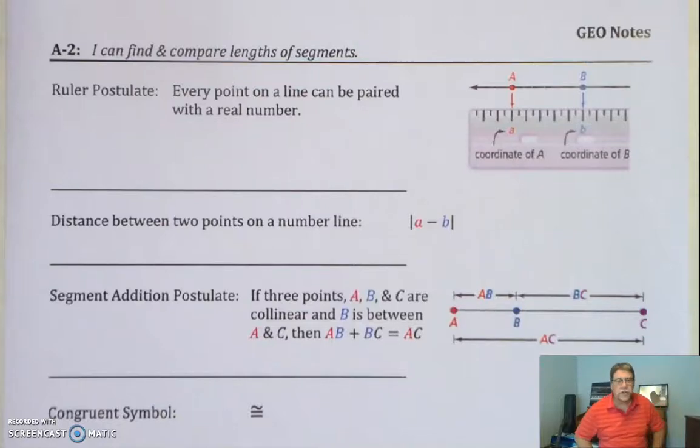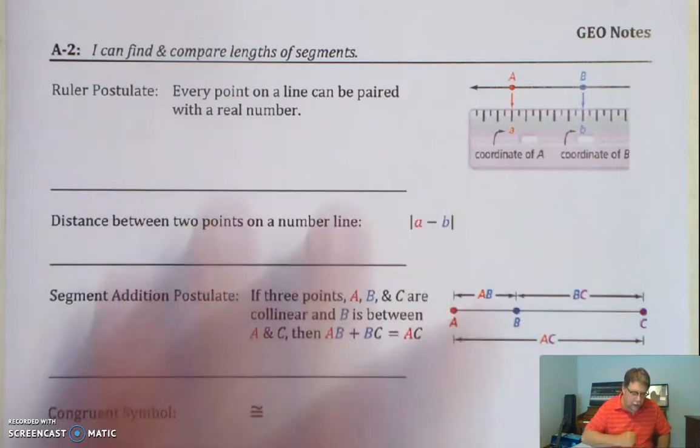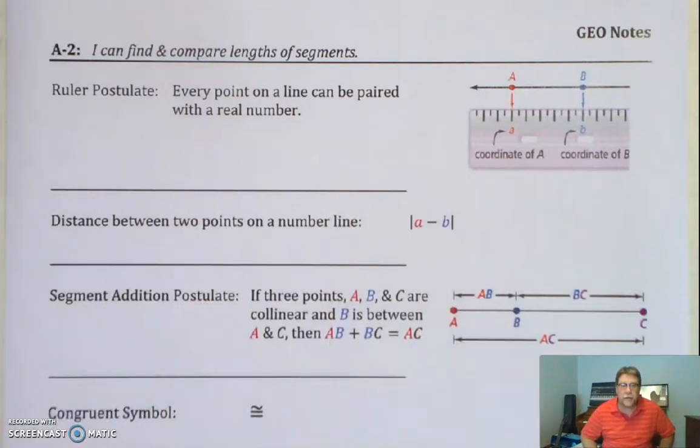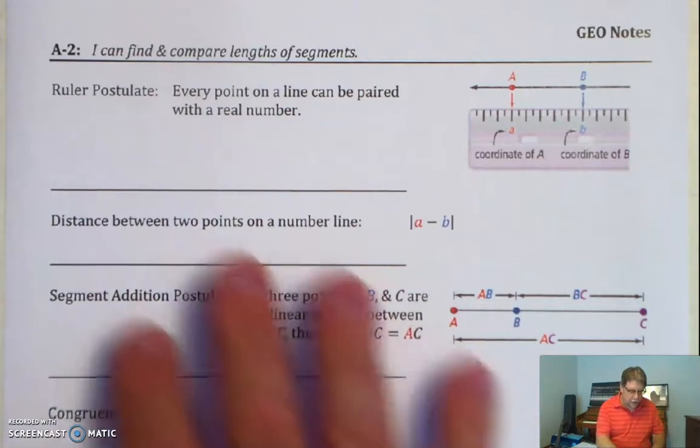These are the notes for section A-2. The learning target: I can find and compare lengths of segments. As we take a look at this, you're going to see two postulates as well as a couple of other pieces of information. Let's take a look at the first postulate.